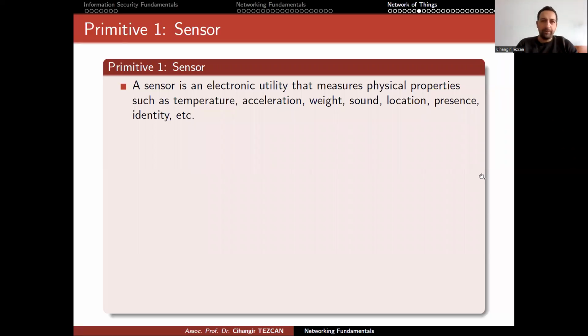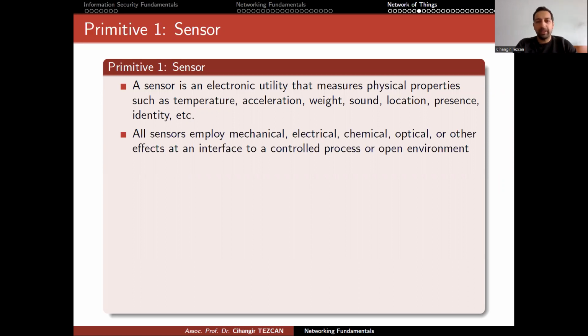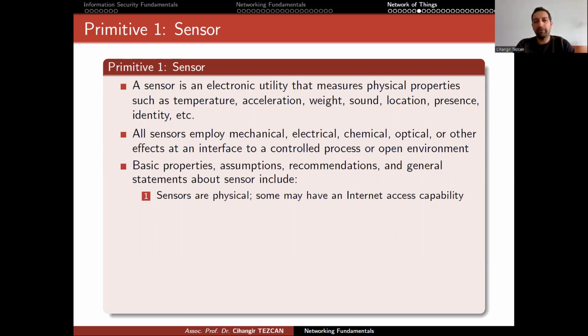All right, so our first primitive in network of things is the sensors. A sensor is an electronic utility that measures physical properties such as temperature, acceleration, weight, sound, location, presence, identity, etc. All sensors employ mechanical, electrical, chemical, optical, or other effects at an interface to a controlled process or open environment. Basic properties, assumptions, recommendations, and general statements about sensors include.